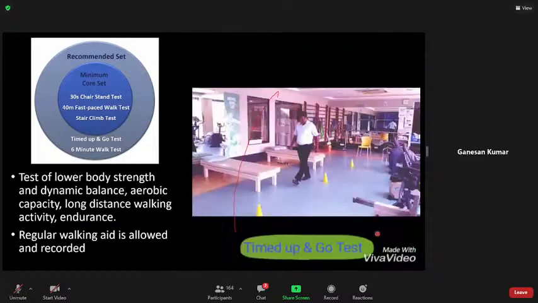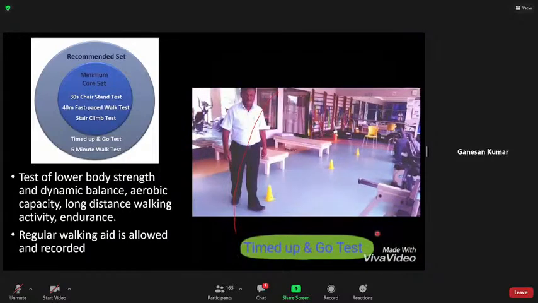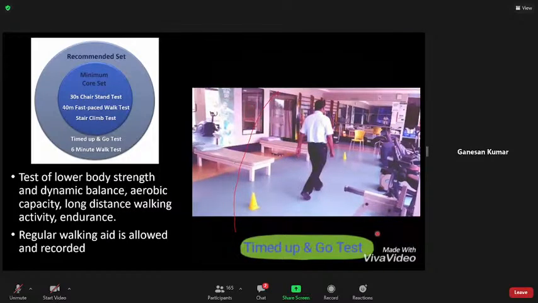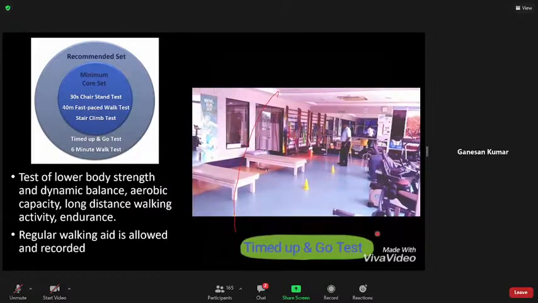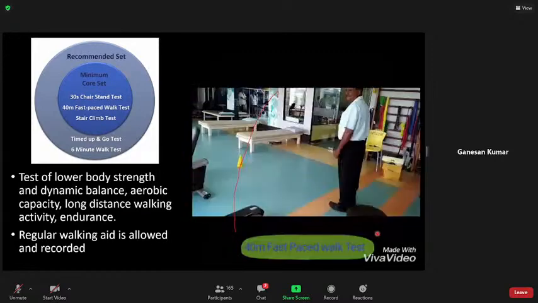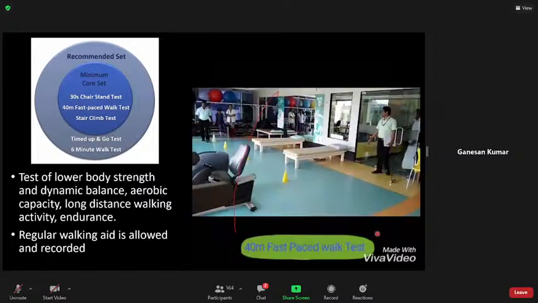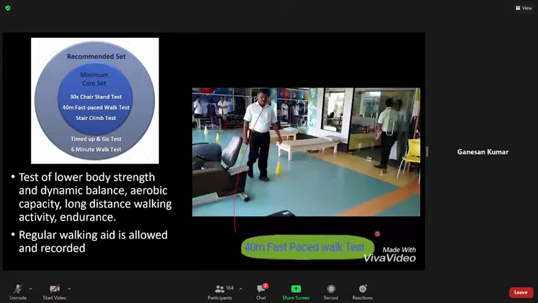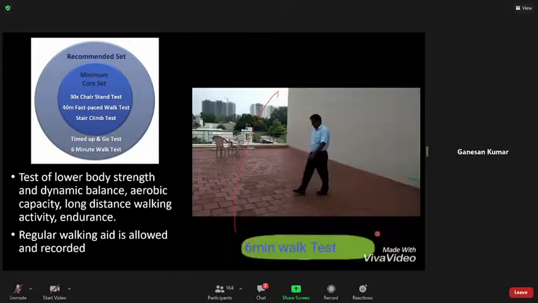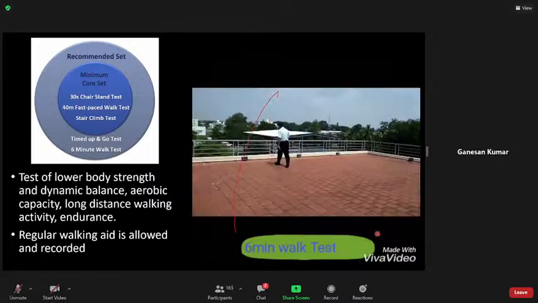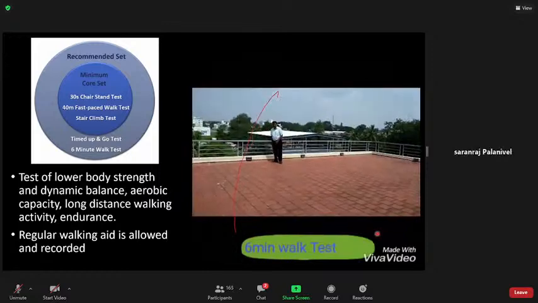Then there is the timed up and go test, where a person is going to walk for a particular distance, 40 meters. He will use his own pace, walk and come back. We check the time and see how he is. Now for these tests, if the patient needs a walker or a stick, he will still use them and do the walking.